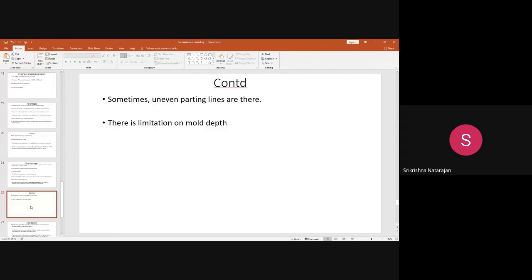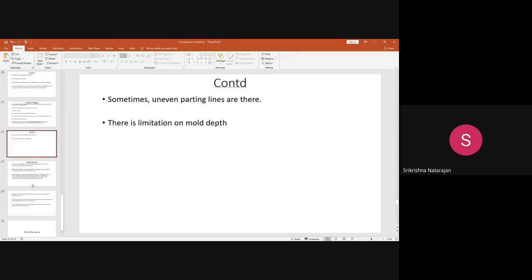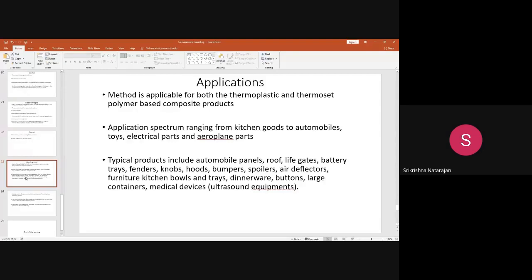That is one of the disadvantages. And there is no limitation on the mold depth. Depending upon the pressure you apply, it will get compressed. And as for application, since it is a very commercially successful process, there are a wide variety of applications, because this method is applicable to both thermoplastic and thermoset polymer based composite products.